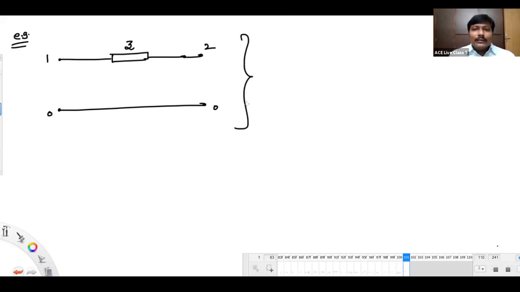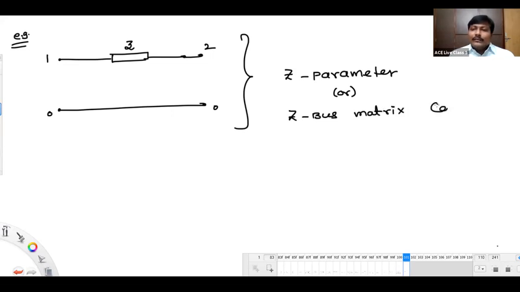For this network, Z parameters, you write Z-bus matrix. Z-bus matrix can't be found, can't be constructed. What's the reason? Because we don't have any shunt elements in the system. Okay, done. But Y-bus can we construct for this?